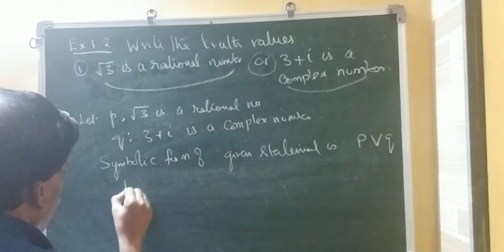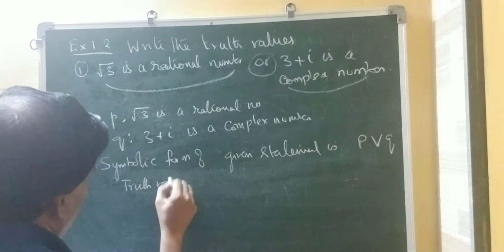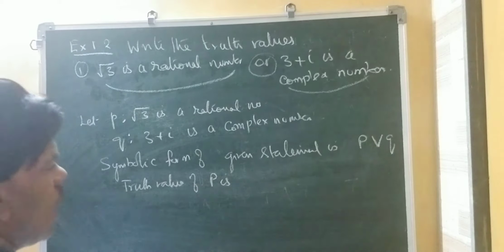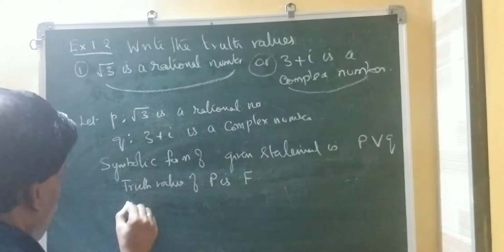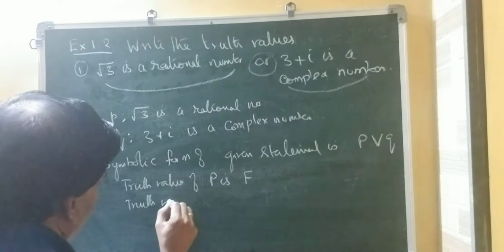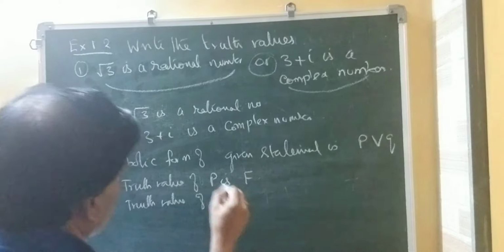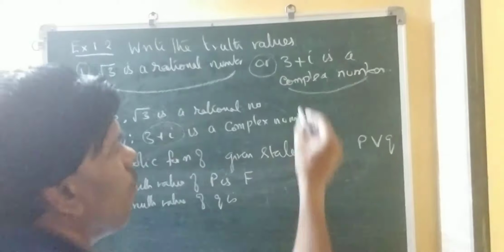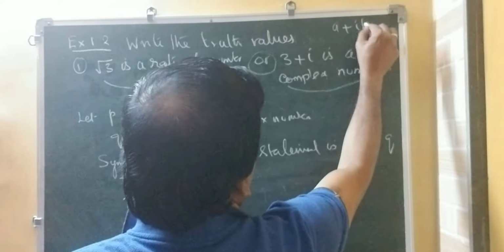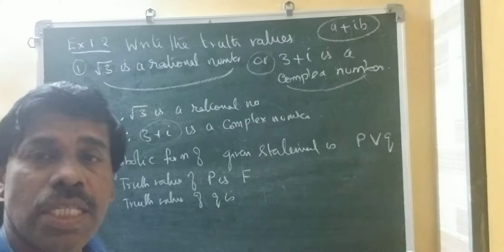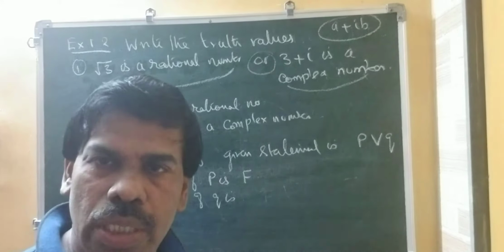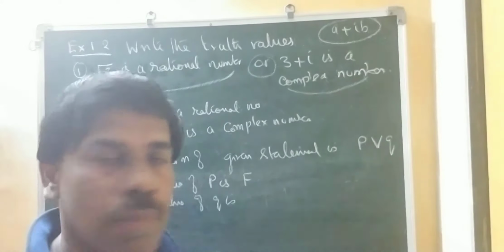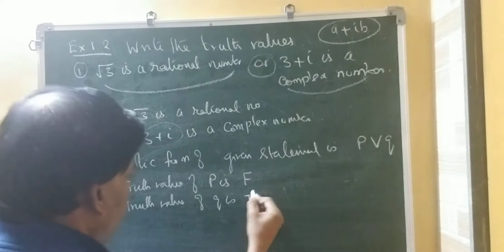Okay. Now, truth value of P is, what is it? Is root 3 a rational number? It is a false statement. Truth value of Q: whether it is a complex number. Yes, it is a complex number. Complex number means it is of the form a plus ib. Anywhere you see a number of the form a plus ib, we call it a complex number. So, it is true. Okay.